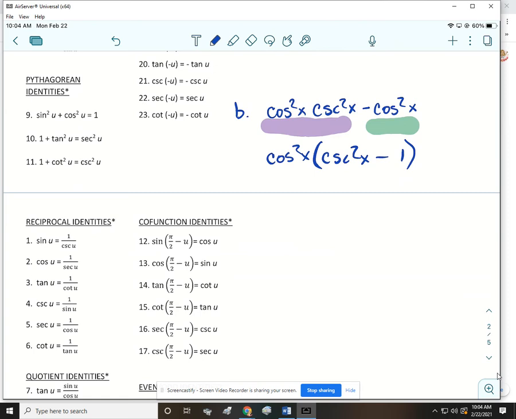Right? And this one we are going to need to use an identity. So anytime you have a square term and a 1, or a square term and a plus 1 or a minus 1, you're probably going to use a Pythagorean identity. And that one looks similar to number 11, except that it has been manipulated where the 1 has been moved over with the cosecant squared of x. And so that cosecant squared of x minus 1 should be equal to cotangent squared of x.